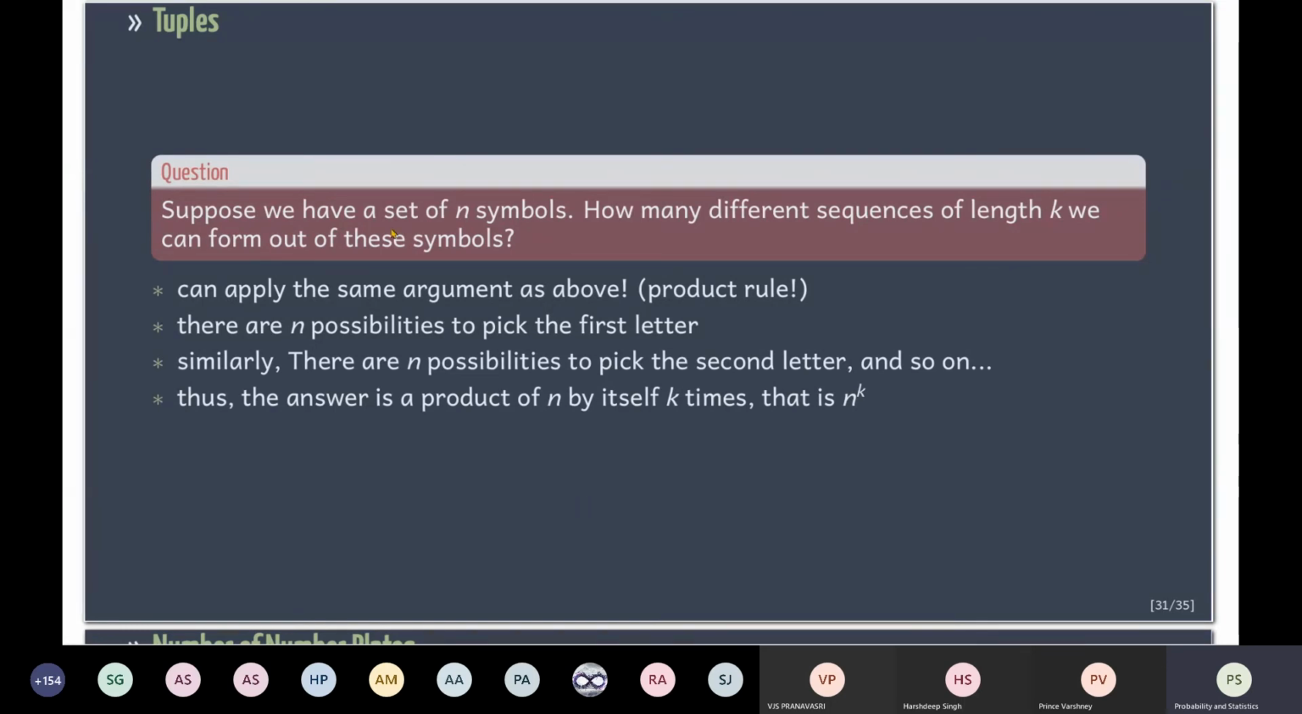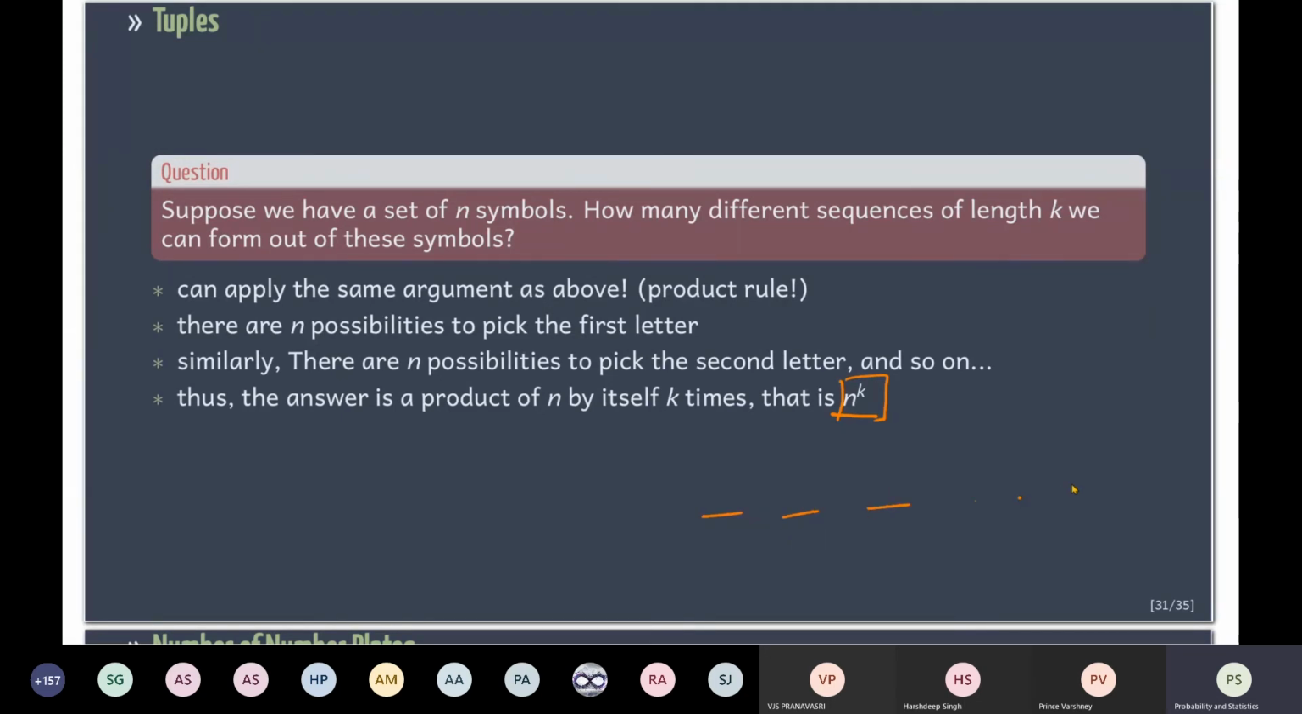Suppose we have a set of n symbols, and the question is how many different sequences of length k we can form out of these symbols. We can apply the argument as before, the product rule. There are n possibilities to pick the first letter. Similarly, there are n possibilities to pick the second letter, and so on. So the number of different sequences of length k we can form out of these n symbols is n to the k. That's what we discussed last time.